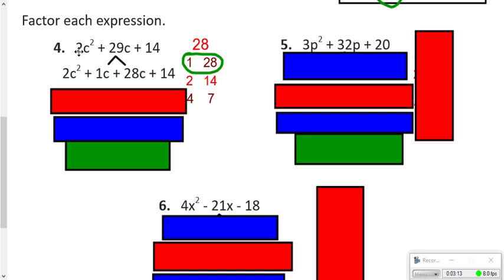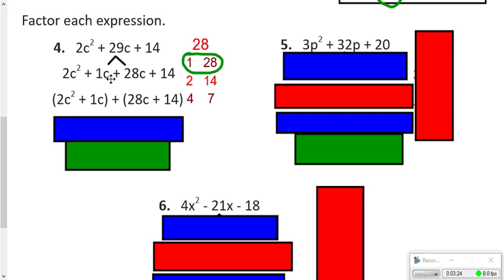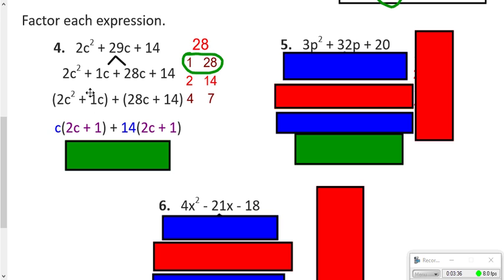So our new expression now has 4 pieces. 2c squared plus 1c plus 28c plus 14. We now group the first 2 terms together, like so, and the second 2 terms together, like so. Looking at each of these groups, we need to take out the greatest common factor. In our first group, we can take out the greatest common factor of c, so c comes to the outside and it leaves 2c plus 1. In the second group, we can take out the greatest common factor of 14, and it leaves 2c plus 1.